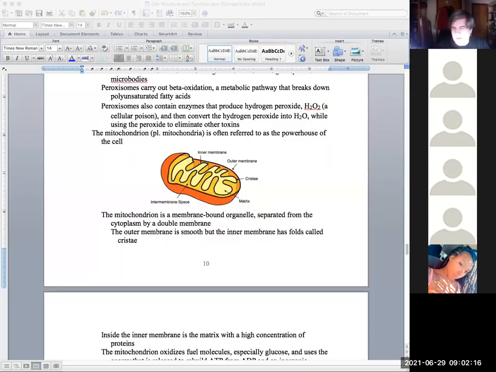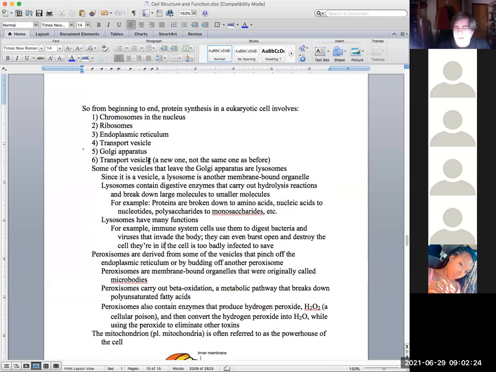And we're going to go back to the notes that we began looking at the other day. So remember, we were talking about how eukaryotic cells make a protein. And we said there are 6 basic steps. The instructions are on the chromosomes in the nucleus. They're in the genes, to be specific.